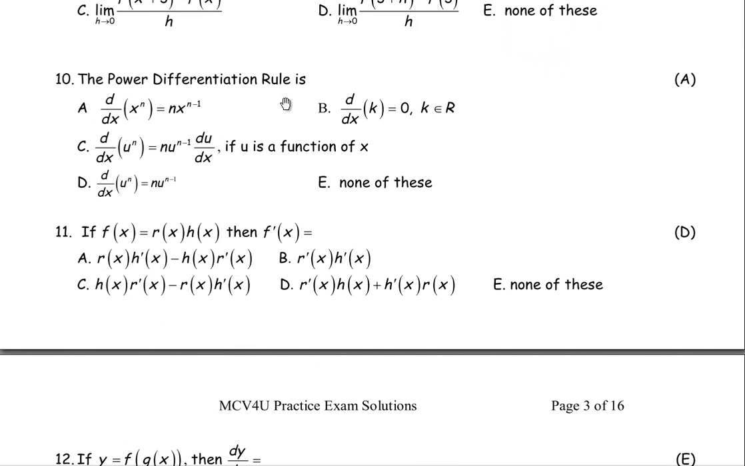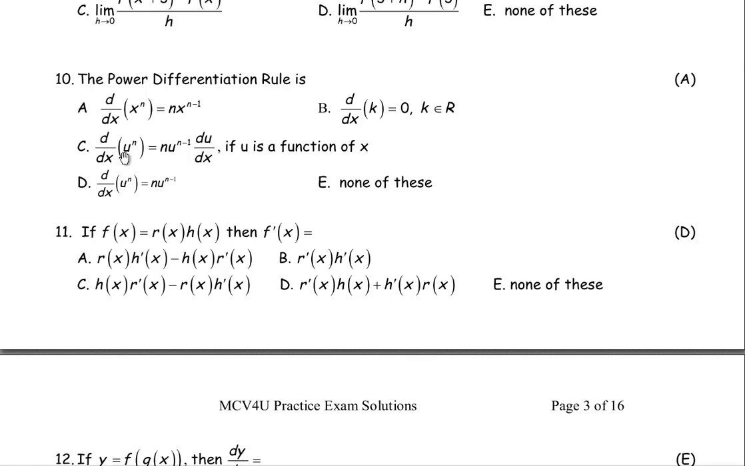The power differentiation rule is the derivative of x to the power of n is nx to the n minus 1. You bring the exponent down, multiply by the power of x in front, and reduce the exponent by 1. That's the power differentiation rule. This is the derivative of a constant rule. If k is a real number, the derivative of a constant is 0. So that's the derivative of a constant rule.